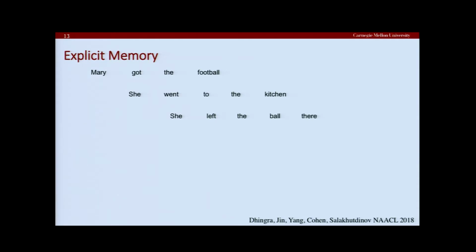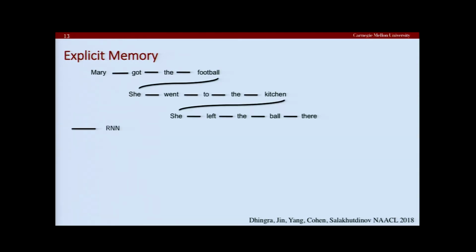If I ask you the question, where is the ball? To us, it's kind of obvious, right? It's in the kitchen. But you have to do some form of reasoning to figure out that Mary and she mean the same thing, and the ball is in the kitchen. You can do it using recurrent networks, but it turns out it's very hard to capture long-term dependencies. You can use coreferences, for example, so you can augment your model with these additional links. You can maybe put in some prior by basically saying ball and football mean the same thing.